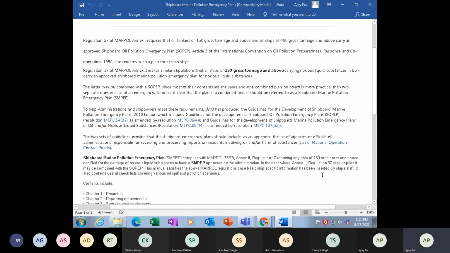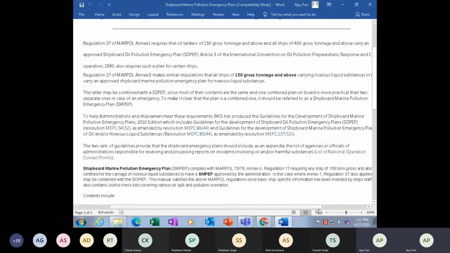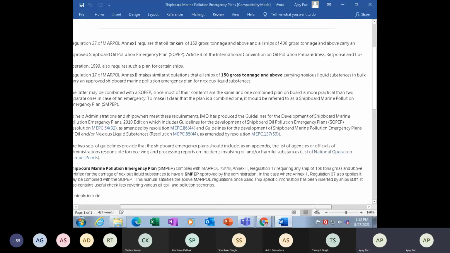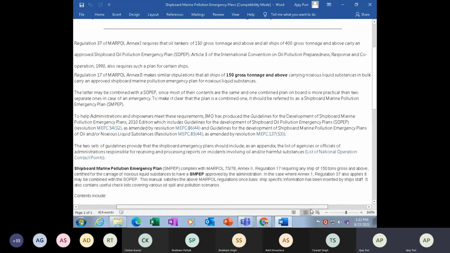अब जो ऑयल टैंकर था उसमें हमें सोपेप चाहिए था। सो मार्पोल Annex 2 जो है, इसको थोड़ा देखते हैं इसमें। So ships of 150 gross tonnage and above carrying noxious liquid substance in bulk should carry approved shipboard marine pollution emergency plan for noxious liquid substances. So this is combined with SOPEP, and one plan is made which is SMPEP.